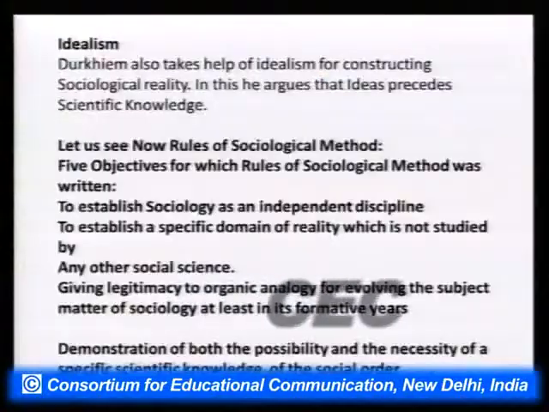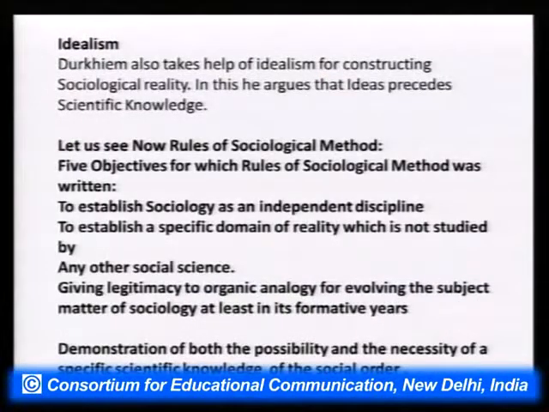Now, another aspect of Durkheim's methodology is idealism. What exactly do we mean by idealism? Durkheim says that ideas are always present in society. Ideas precede sciences. That means people have been making sense of this world. People have understood the environment in their own way, and these ideas have not gone; they still persist.